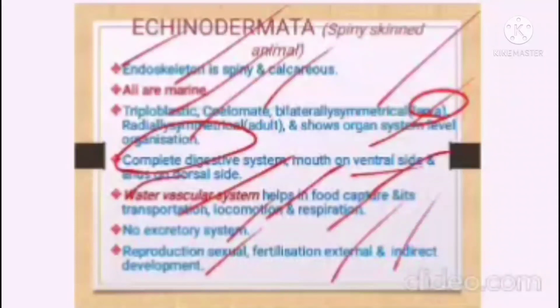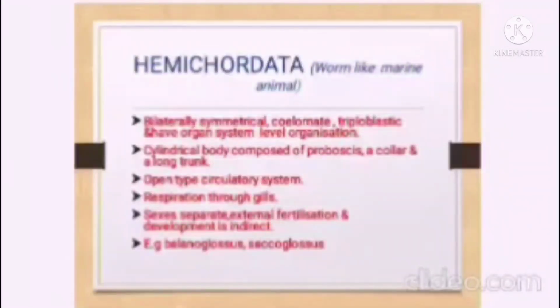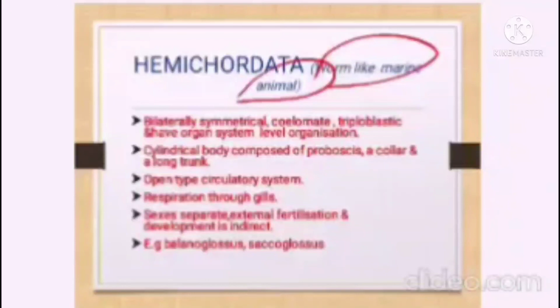Okay. And development is indirect. I told you the larva is bilaterally symmetrical and the adult is what? Radially symmetrical. So these are the characteristic features of Echinodermata. Now before moving on to Chordata, you have an intermediate form called what? Hemichordata. Worm-like marine animals. Hemichordates are worm-like marine animals.